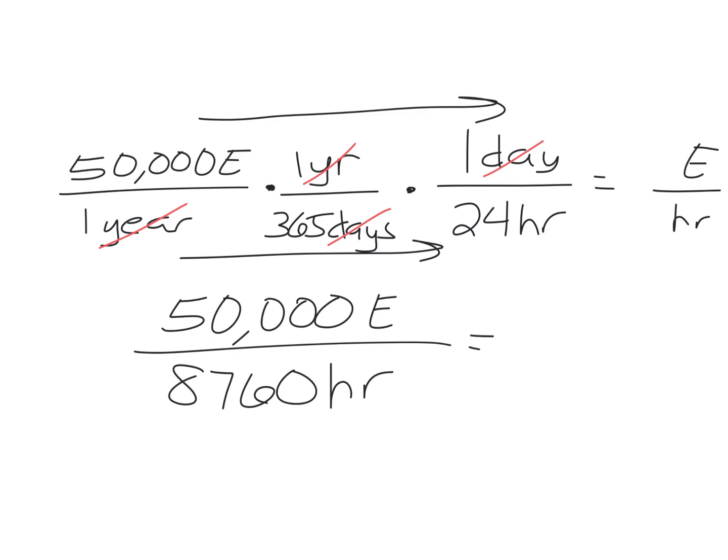What's our last step? Divide. If I divide those, I get about 5.71 earthquakes per hour. And I'm okay with you abbreviating in your labels.